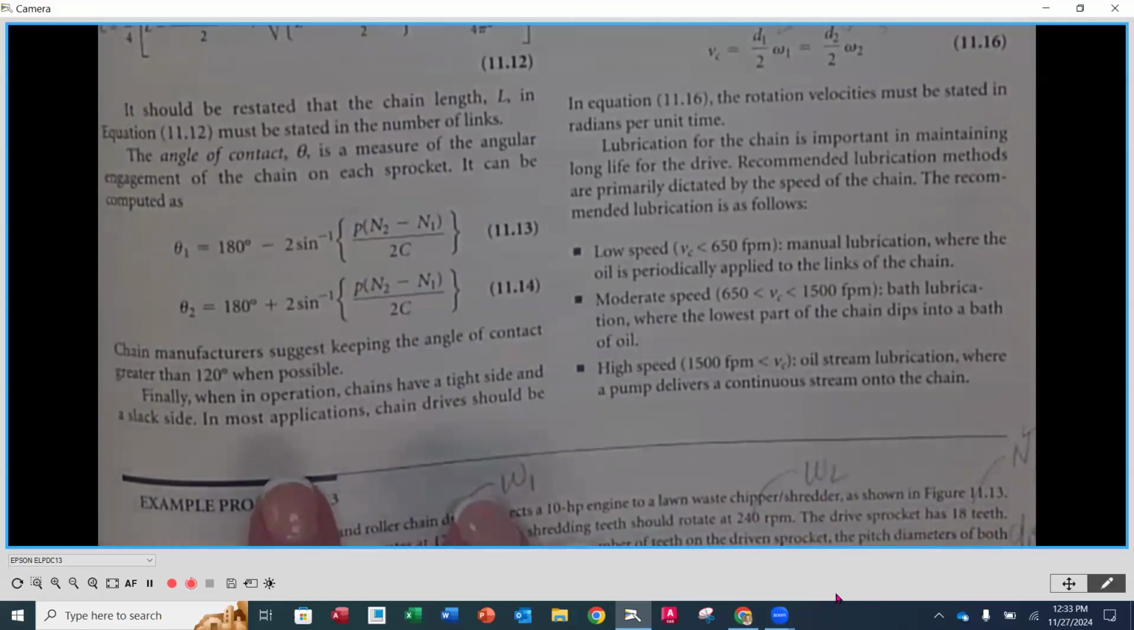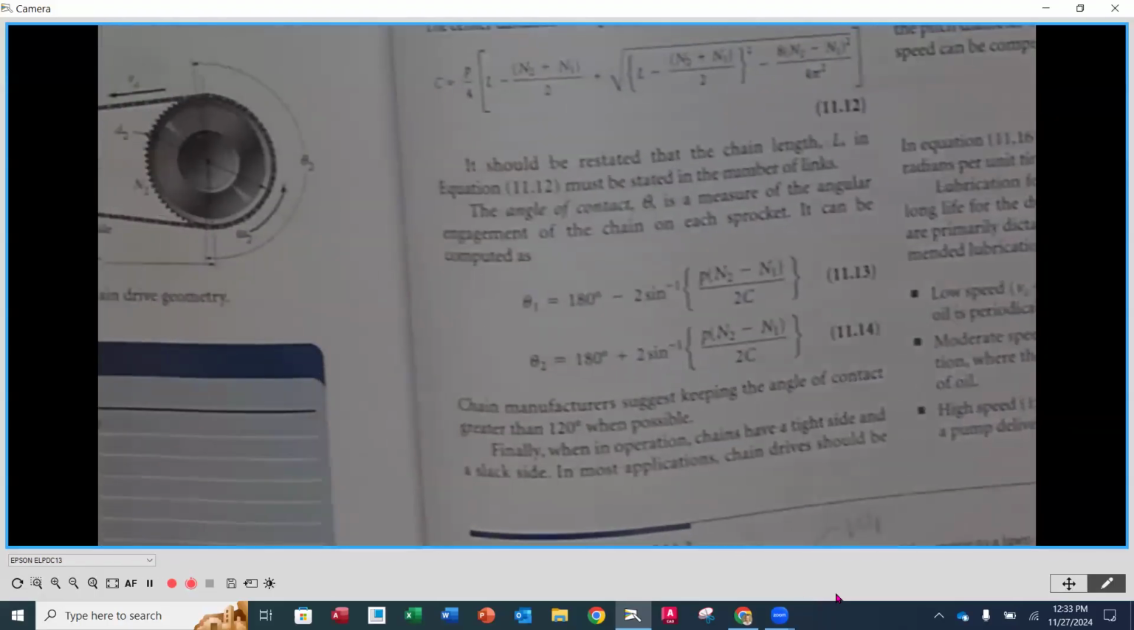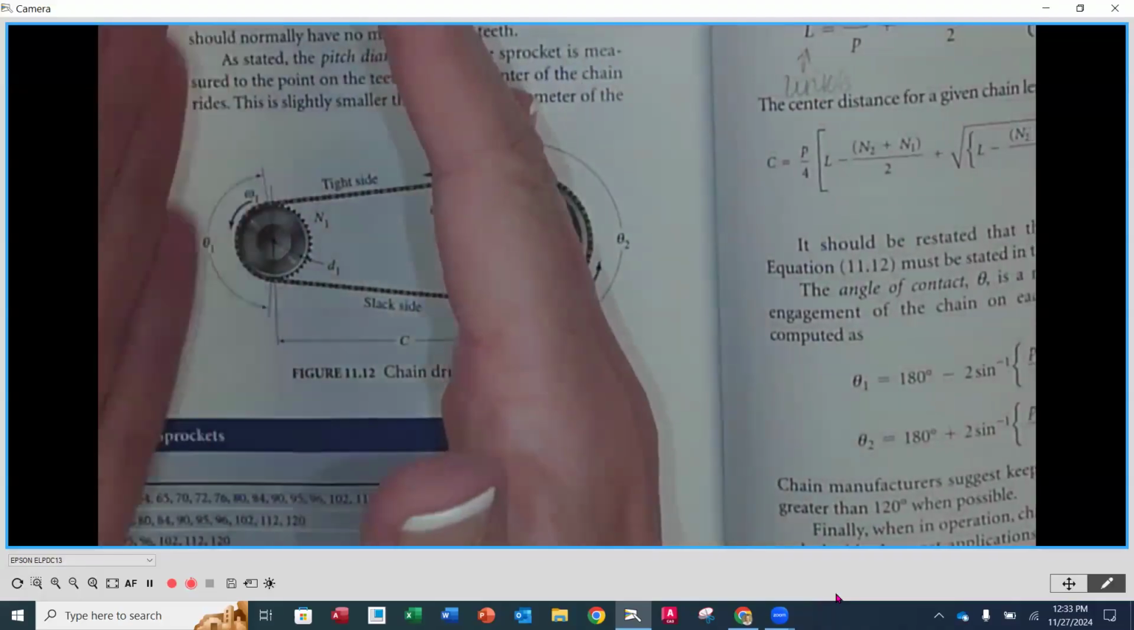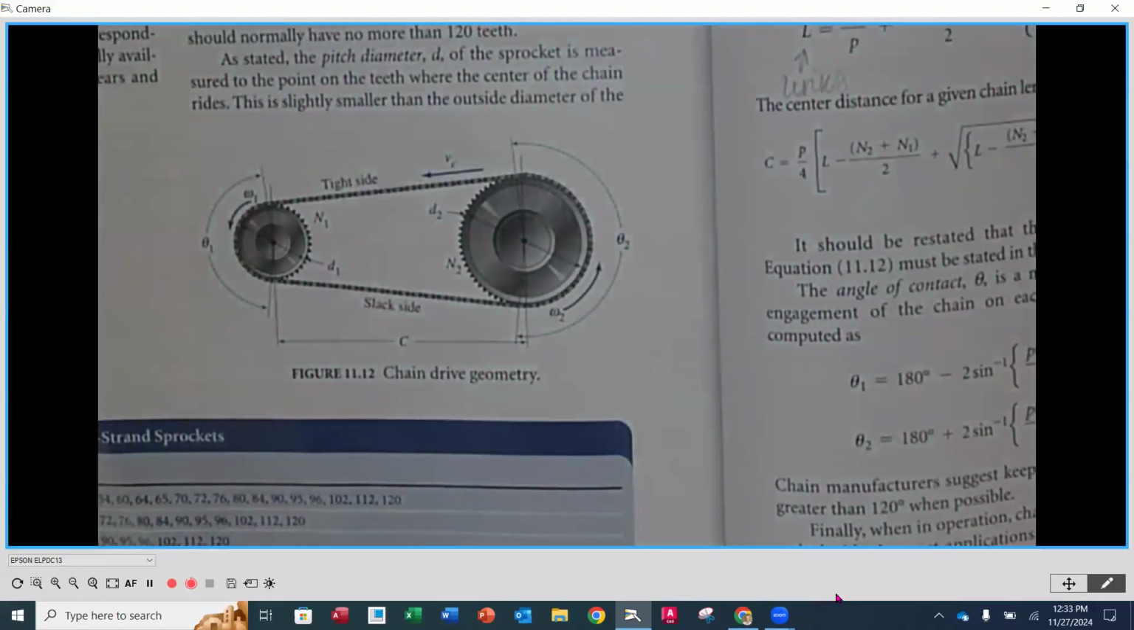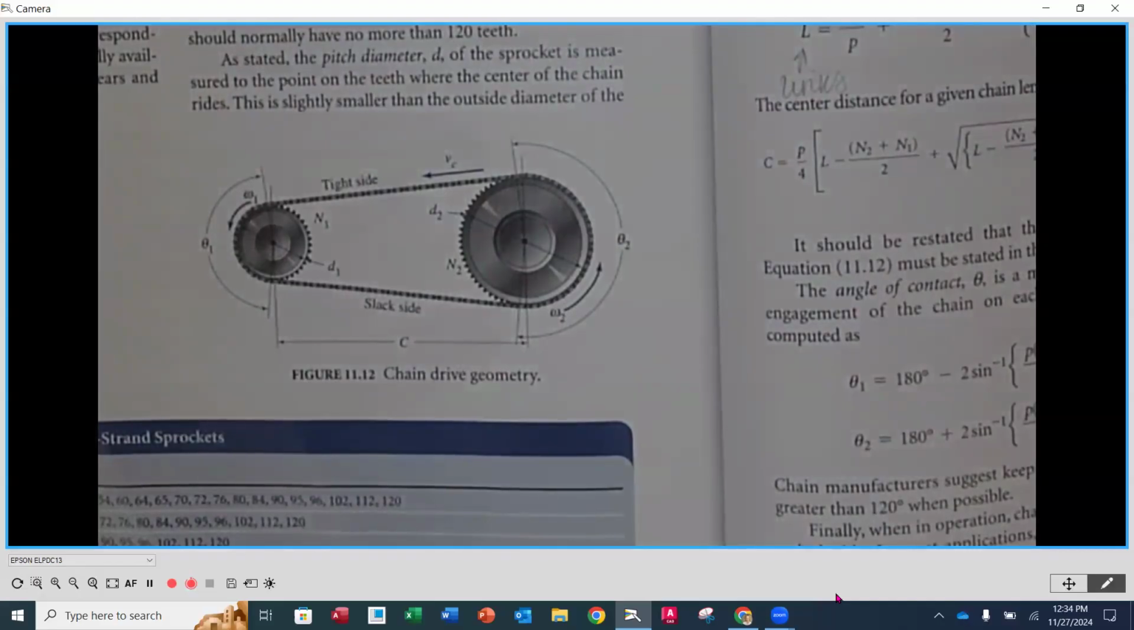And what it says here is they suggest keeping the angle of wrap greater than 120 degrees. Okay, so you want to have at least that much engagement. Now, that's where your center distance makes a difference. So if you end up getting your center distance too close, that's going to affect the wrap that you get on either side. Okay, and that's where checking that angle of wrap just makes sure that you get enough wrap to transmit the power and the torque that is intended for that size of a chain.